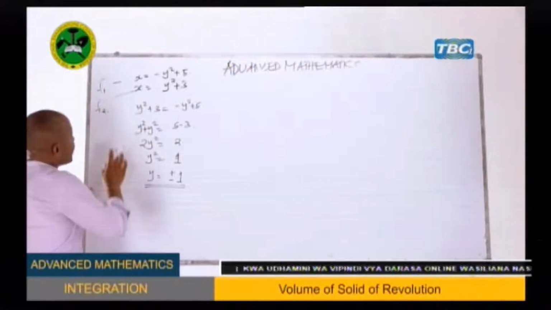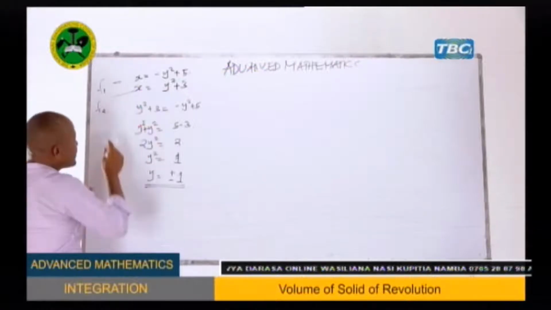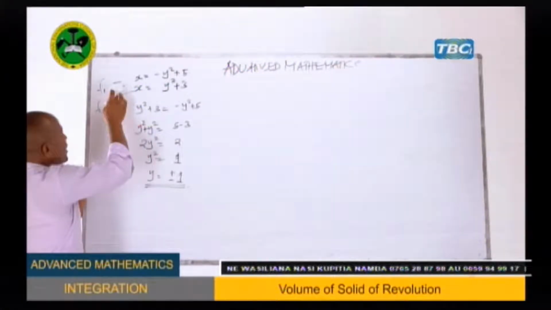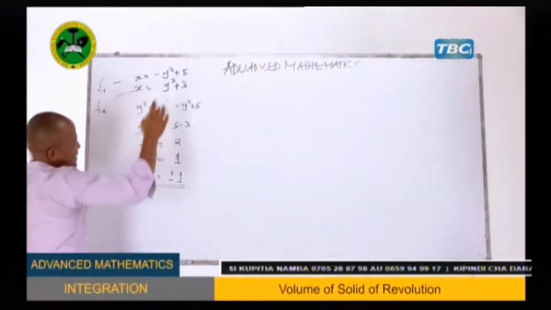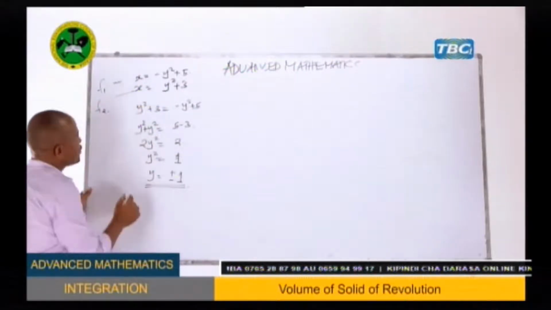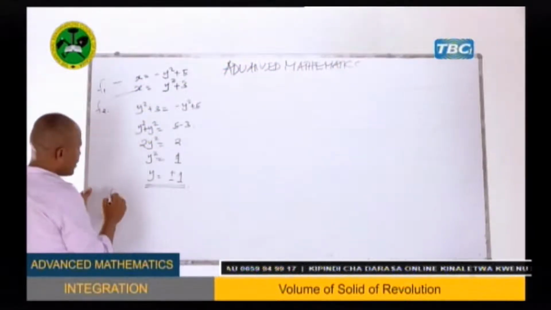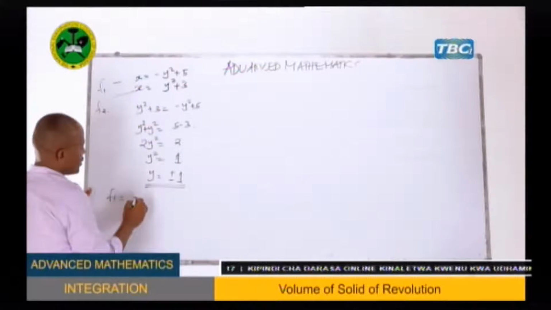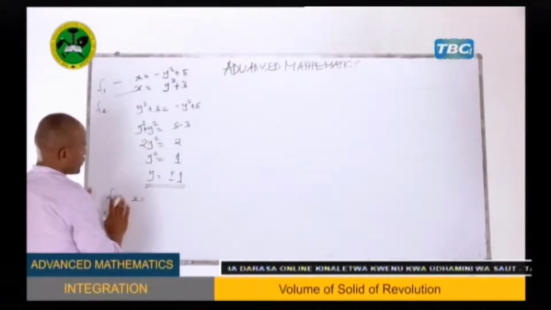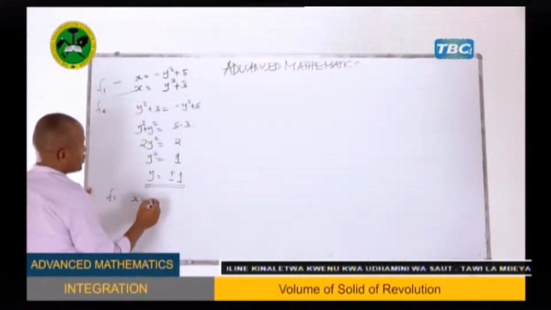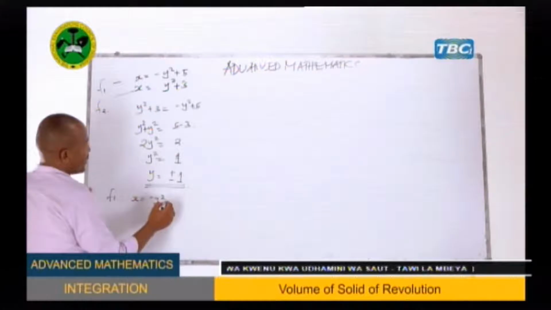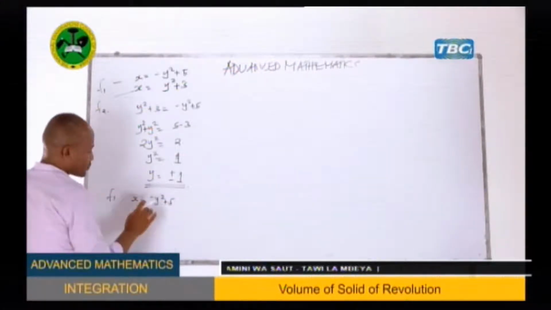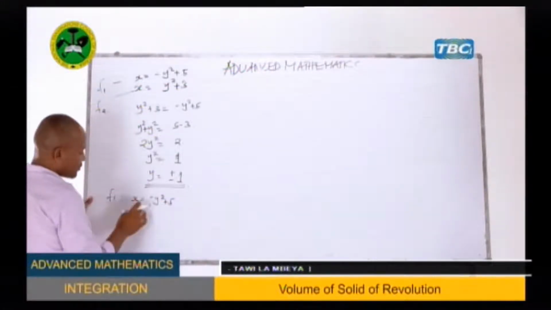Let's say this is f2. That means this is function number 1 and that is function number 2. Let's find the x-intercept of function number 1, and if there is a y-intercept, let's check how it will look. So we have for function number 1, x equals negative y square plus 5. What are we going to have?